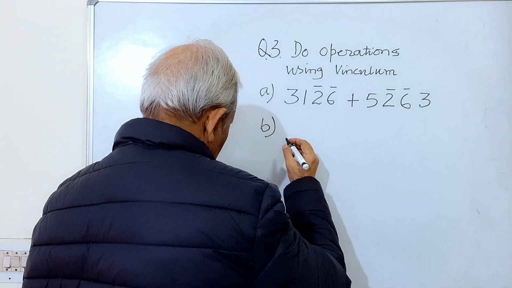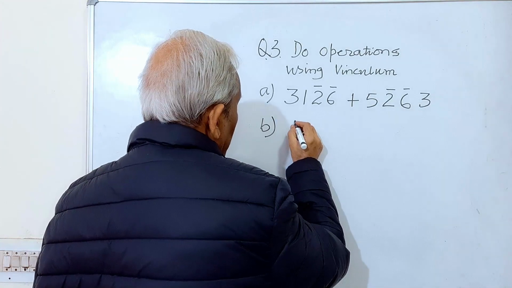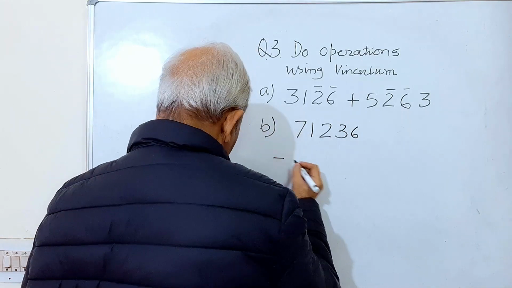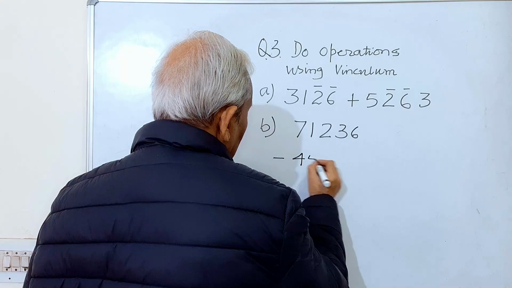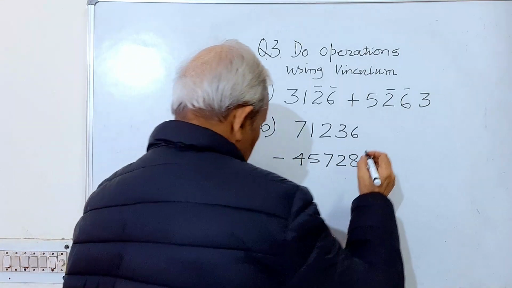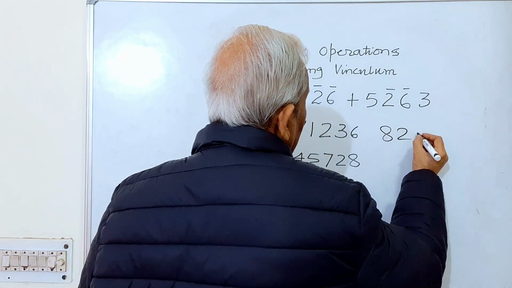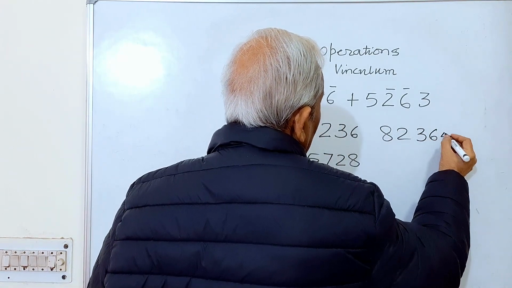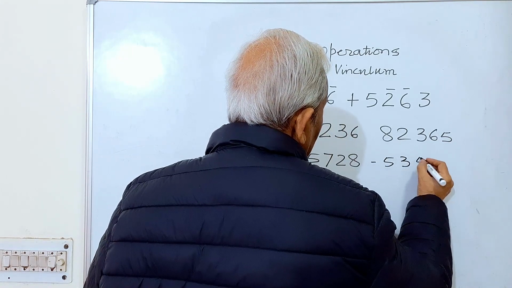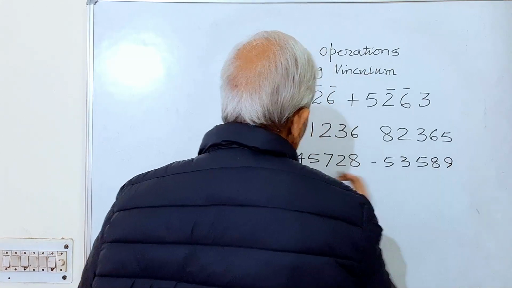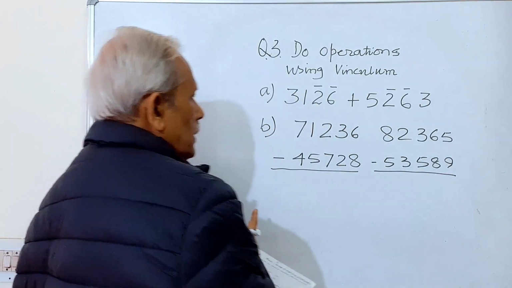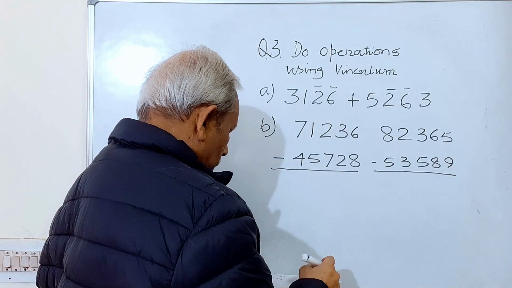Well, now the next question, question number B. It's a subtraction. 7 1 2 3 6 minus 4 5 7 2 8, and 8 2 3 6 5 minus 5 3 5 8 9. So these two are subtractions that you have to do using this vinculum method.